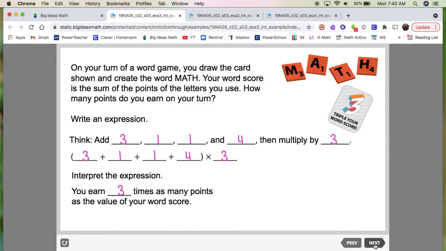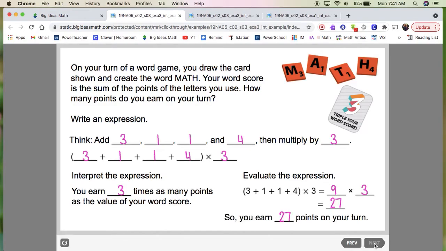You earn 3 times as many points as the value of your word score because you got that triple your word score. So we can go ahead and add 3 plus 1 plus 1 plus 4, which is 9. 9 times 3, and as we all know, that's 27. So you can earn 27 points on your turn.